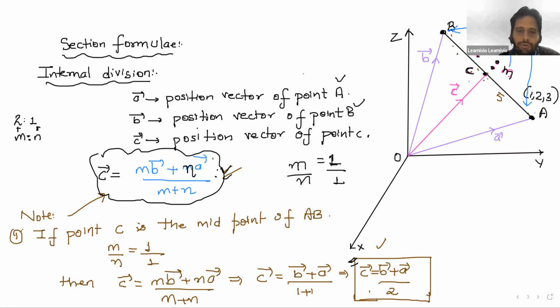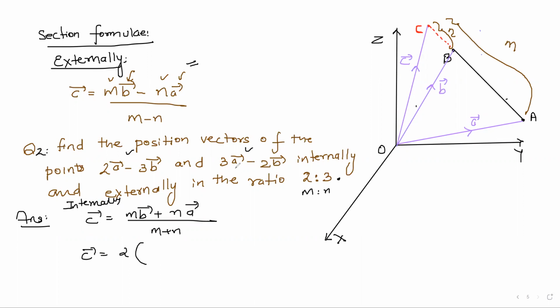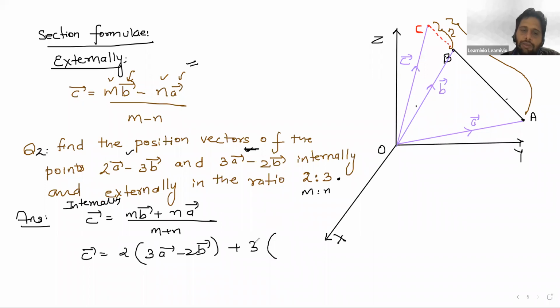So if we see this question, we have to find C. The formula is MB plus NA by M plus N, and this is for internal division. So C is equal to, what is M? The first ratio, it is 2. What is B? The second one, the complete one, 3A minus 2B. Plus N, N is 3, A is this one, 2A minus 3B, by M plus N, which means 2 plus 3.